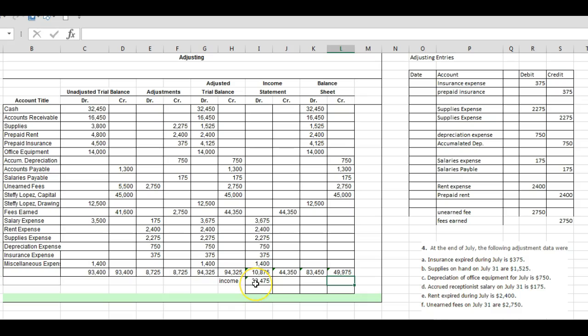I bet if we add net income to that, you're going to balance. So let's see what comes up here. And now, let's pull those down. There you have it. We have 83,450 and 83,450. And you are now in balance. And that is how you do the adjusting entries with the worksheet.